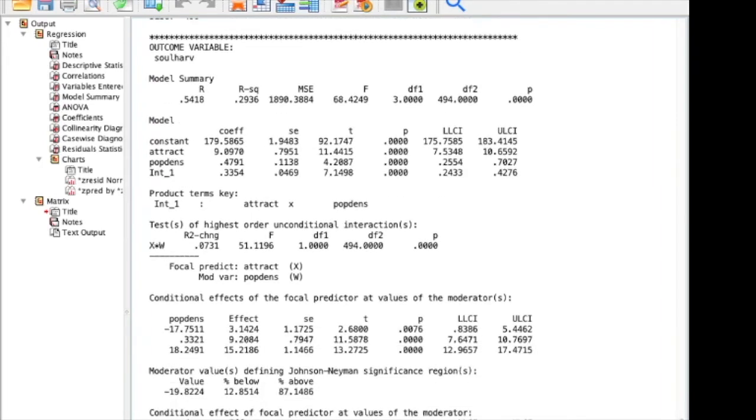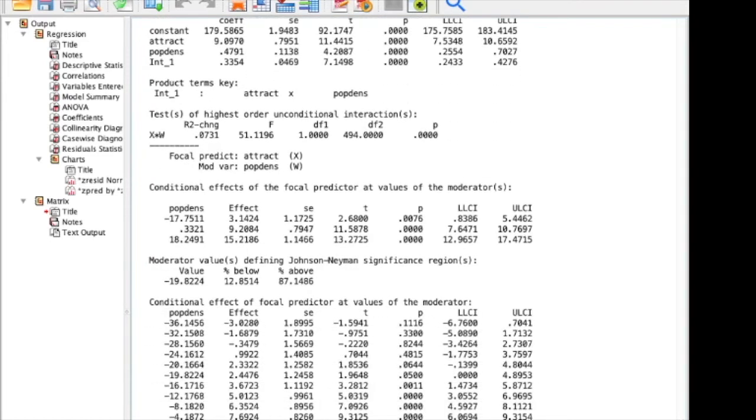And that's also what this next part gives us, the tests of highest order unconditional interactions. Above, this was giving us a t-test. Here it's giving us an F-test. So remember, they're essentially the same. Don't worry about it. The R-squared change is how much additional variance we are able to explain when we consider the interaction between these two variables instead of just each variable on its own. And that's a significant amount of variance.